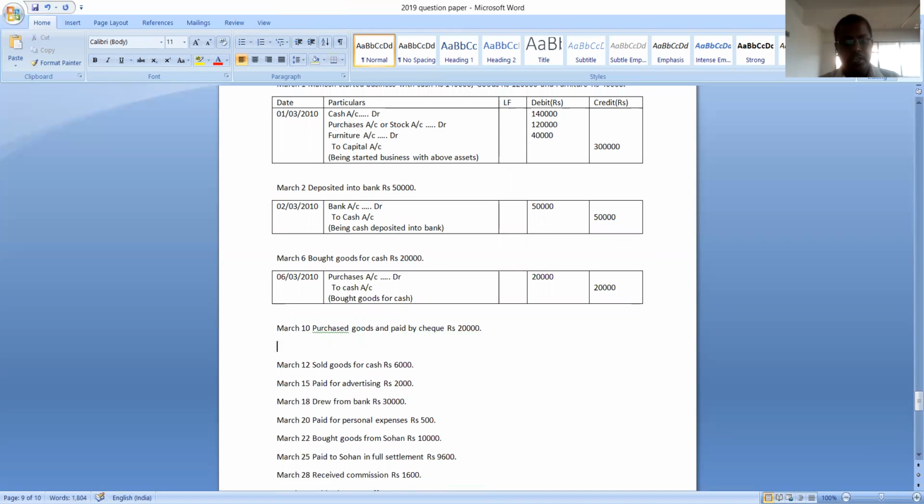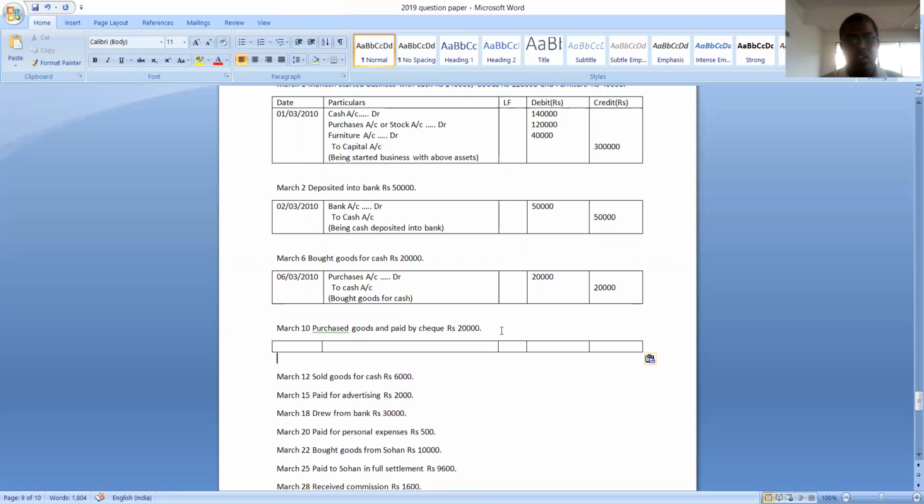Next transaction is dated 10th March 2010. What is the transaction? It is purchased goods and paid by check rupees 20,000. Purchased goods. So which account? One is purchases account. Understood? And it is paid by check, no? So instead of cash account, which account will come?